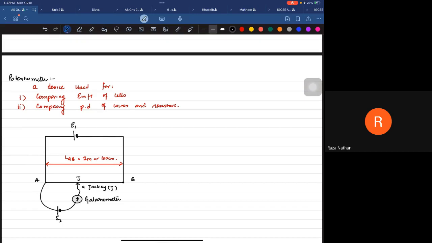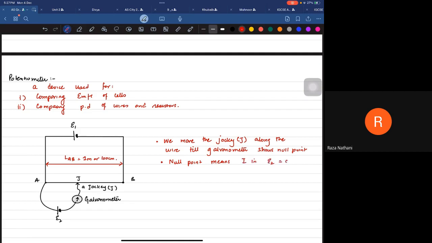Now, what you guys need to remember is how it functions: we move the jockey J along the wire till the galvanometer shows null point. I'm going to explain this null point. Null point means current in E2 will be 0. Current in battery E2 will be 0 when you move this, right? At one point it will be like that.